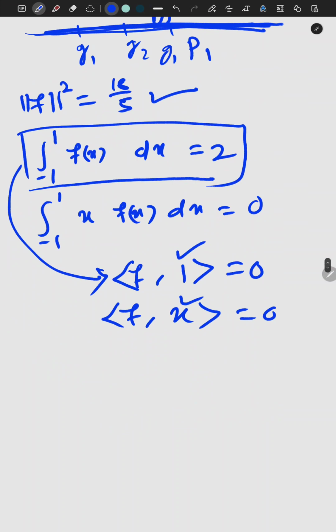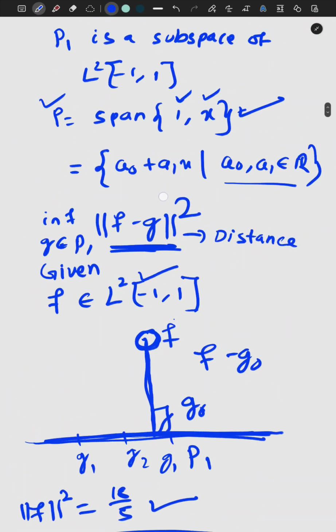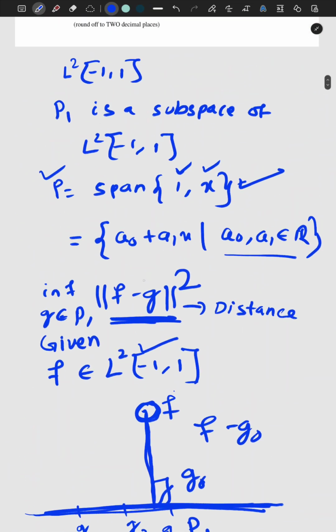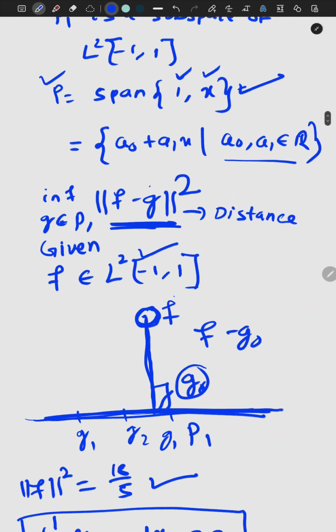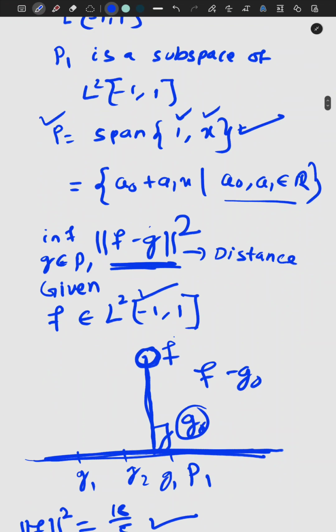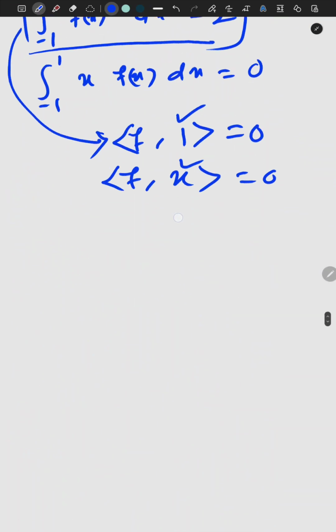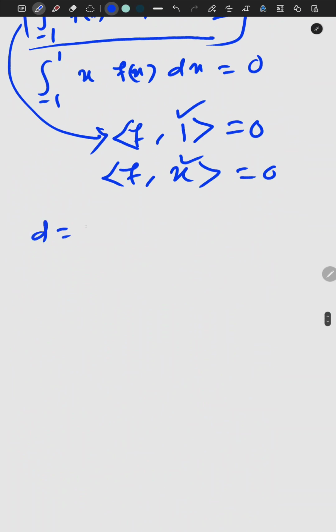By using these three data we can solve the problem: find the minimum g, g naught. Our target is to find the g naught whose distance from f is the minimum, okay, and g varies in the P1 space. Let us solve it. Let d equal to the minimum over g belonging to P1 of the norm square of f minus g, okay.